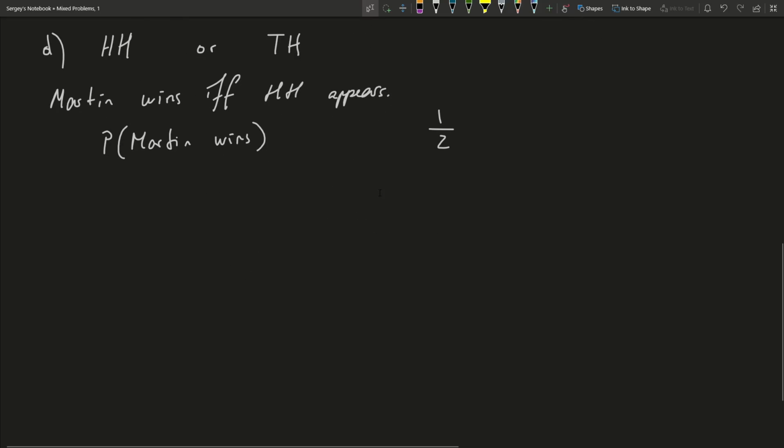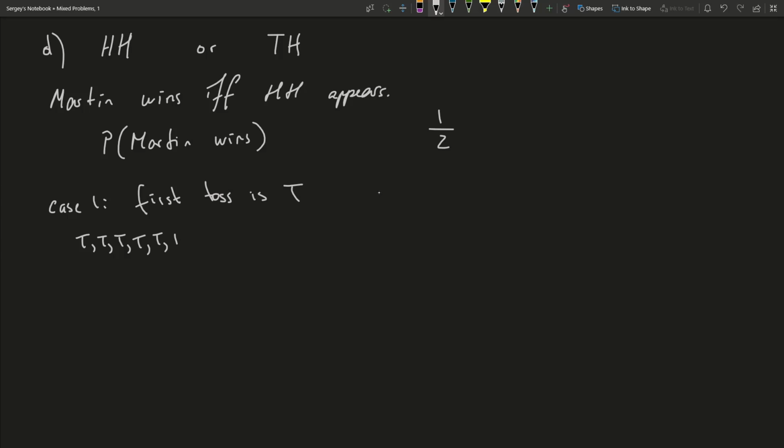Now, to compute the probability that Martin wins, let's consider two cases. Case 1, the first toss is tails. Well, notice that if the first toss is tails, Martin has no way of winning, because let's say the first toss is tails, let's say the second toss is tails, we continue as long as we see tails, but as soon as we see heads, we now have tails-heads, which is a stopping criterion. So the tosses stop and Martin has lost. So if the first toss is tails, Martin loses automatically. He has no way to win.